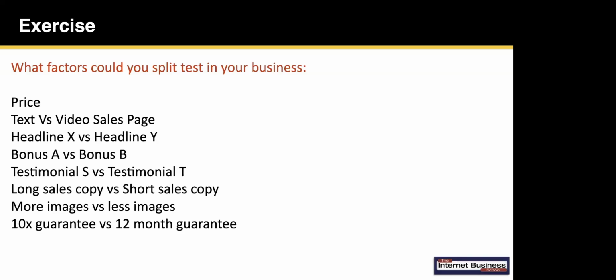Long copy versus short copy. So having a really long sales page versus a short sales page. More images versus less images. Different kinds of guarantees. 10x your return on investment versus a 12-month guarantee, for example. So think about, for your business, how could you mix up the offer a bit? How could you change things? How could you change the way you present your offer, and test and see what a difference it makes?